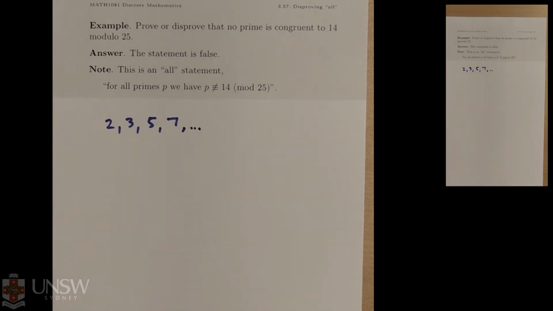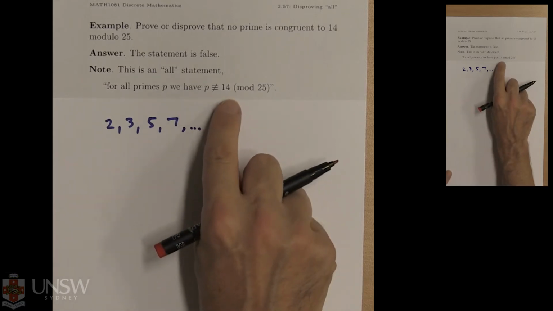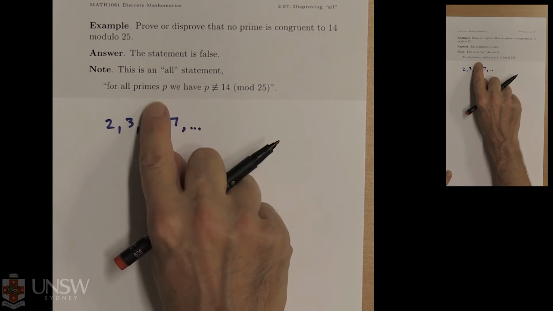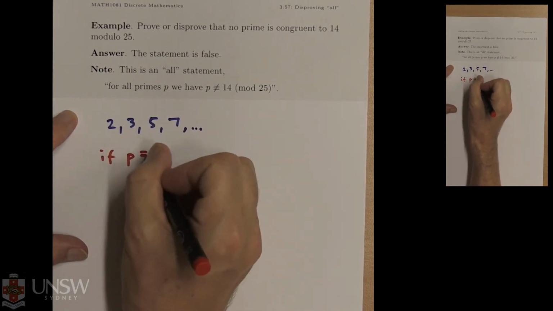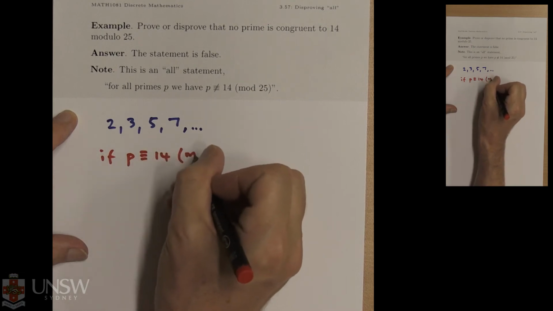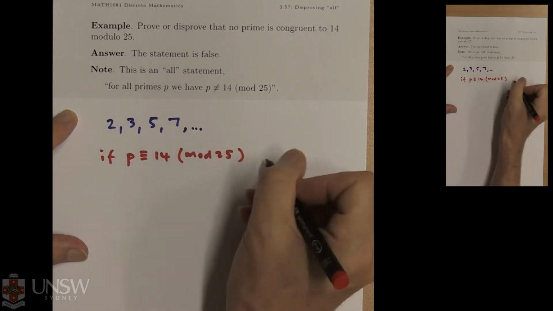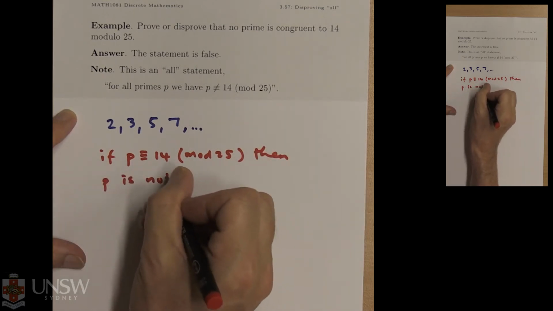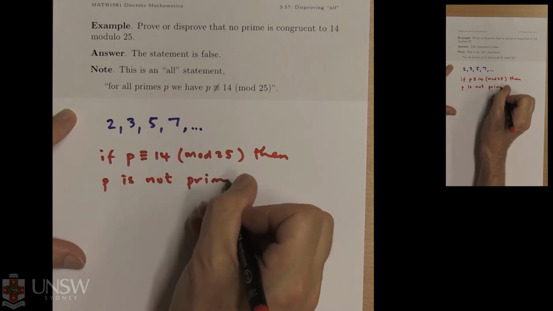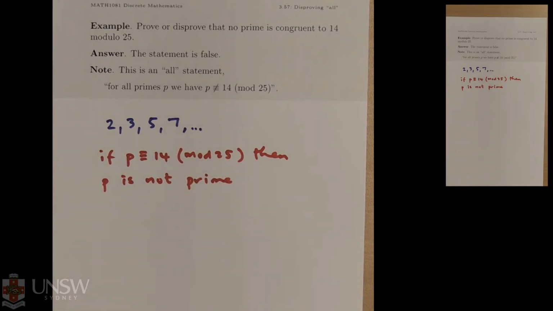You might realize that this would be easier if we use the contrapositive. So that means that if p is congruent to 14 mod 25, then p is not prime. Why is that better to do it this way? Well, very simply, because there aren't so many numbers congruent to 14 mod 25. There is, in fact, exactly 1 every 25 that's congruent to 14 mod 25.